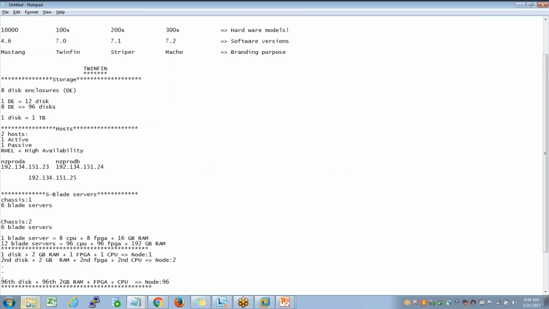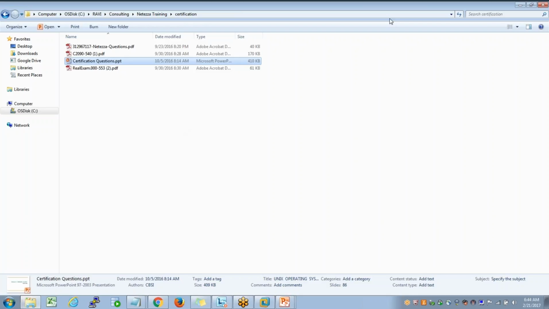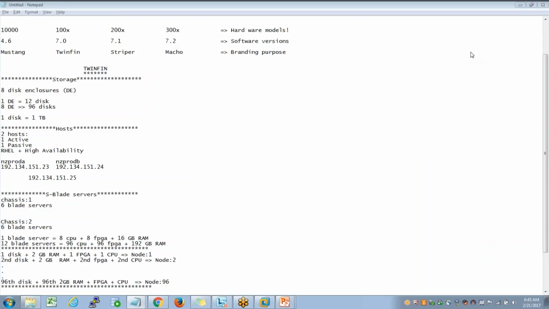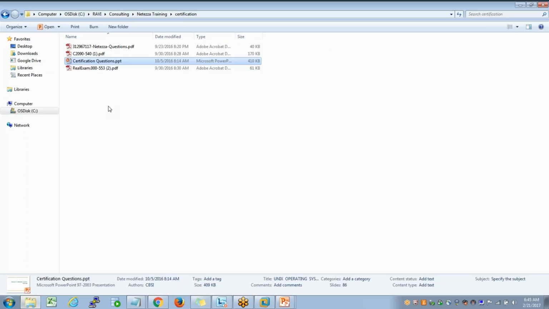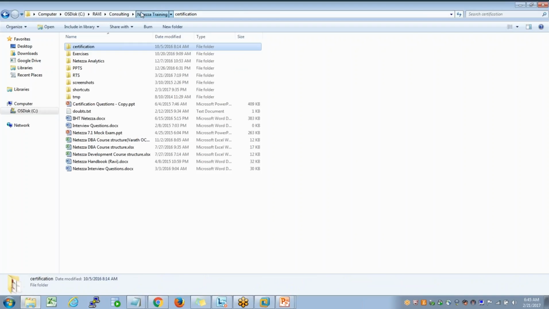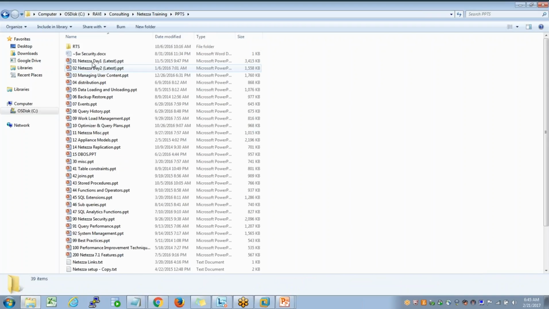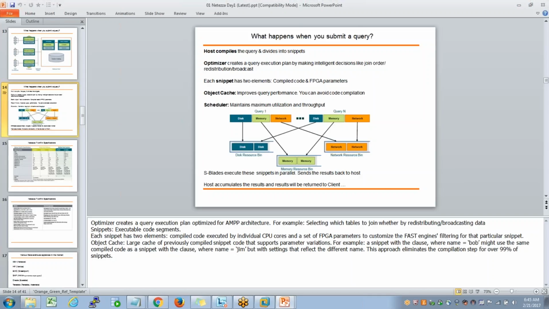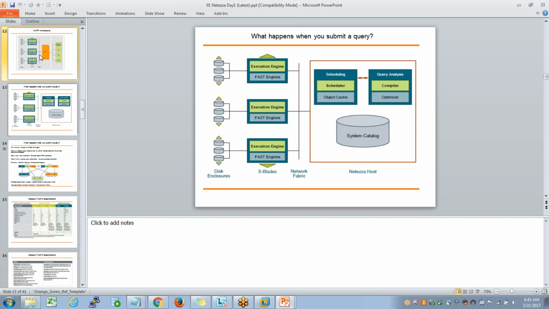Got it. And you said that each blade server is a quad core processor, right? Yeah, it is a quad core. So each blade server has two quad-core CPUs. That's for Twin Fin. Striper has like 8 cores.